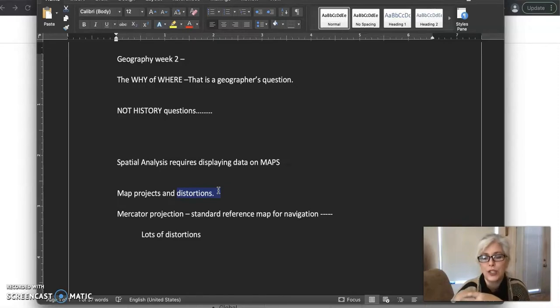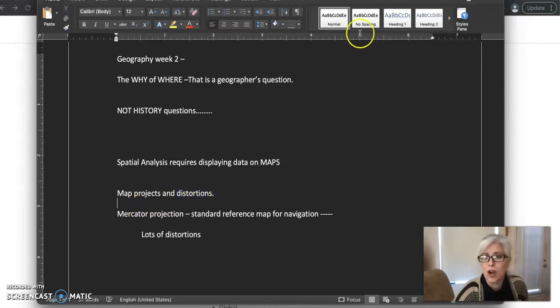And so we have to, as geographers, try to interpret the maps that we are looking at and try to acknowledge the distortions that might be there so that they don't give us an inaccurate mental picture of what reality is, what space and place actually are in that particular situation.